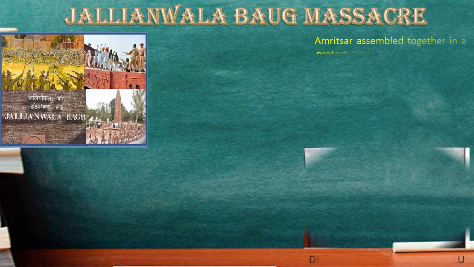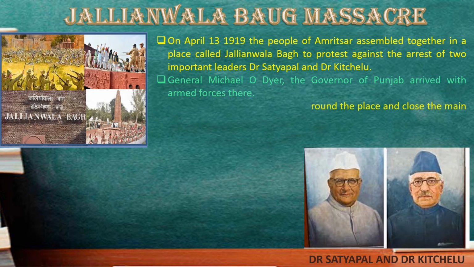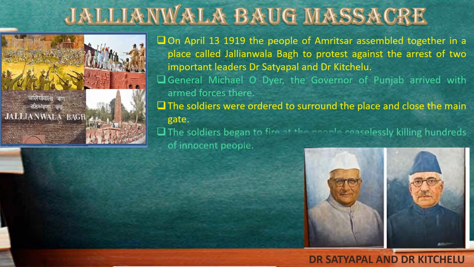Jallianwala Bagh Massacre. Children, on April 13, 1919, the people of Amritsar assembled together in a place called Jallianwala Bagh to protest against the arrest of two important leaders, Dr. Satyapal and Dr. Kichlu, although you all know that the public meetings were banned in Punjab. When the news regarding the people's protest in Jallianwala Bagh reached the British, General Michael O'Dwyer, the governor of Punjab, arrived with armed forces there. He ordered his soldiers to surround the place from all the sides and close down the only gate to prevent anyone from escaping the place. Then he ordered the soldiers to fire ceaselessly at the innocent and disarmed people without giving any prior notification.